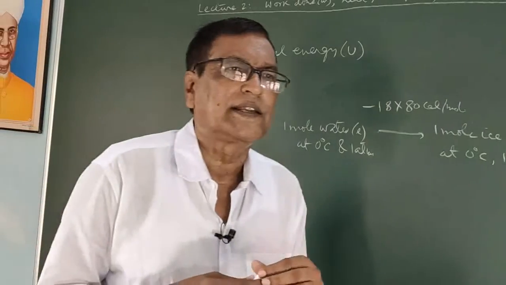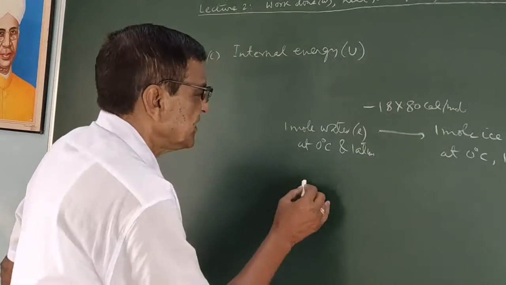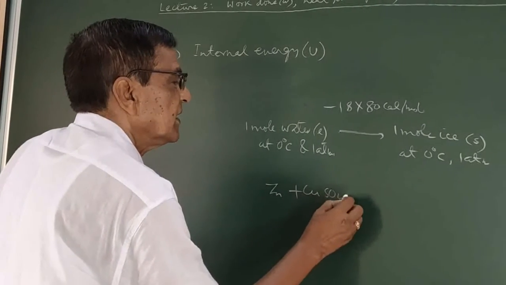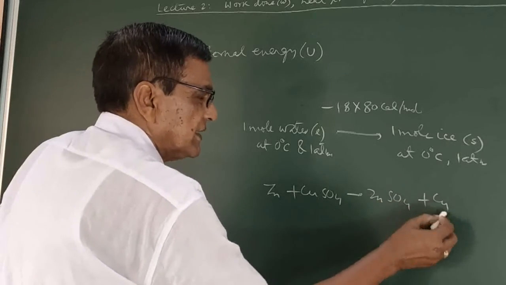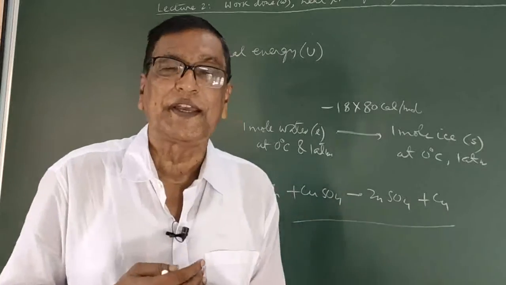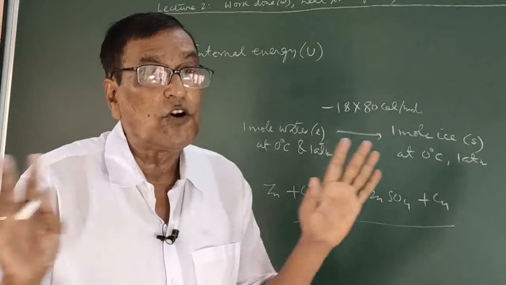Not only that, in a Daniell cell, you may consider zinc plus copper sulfate giving zinc sulfate plus copper. Whenever this reaction is done in a beaker, enough heat energy is evolved.